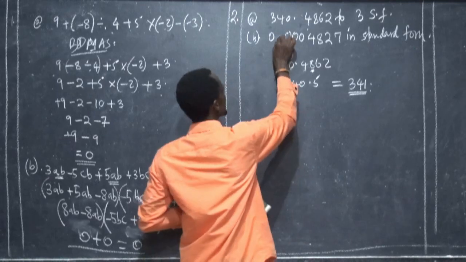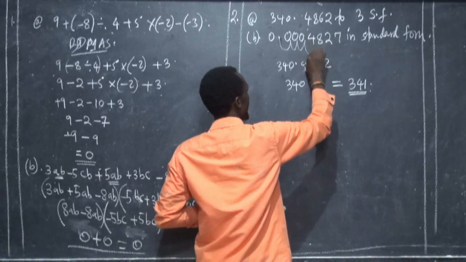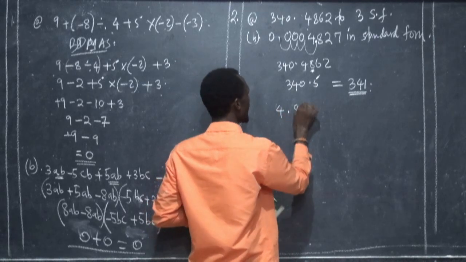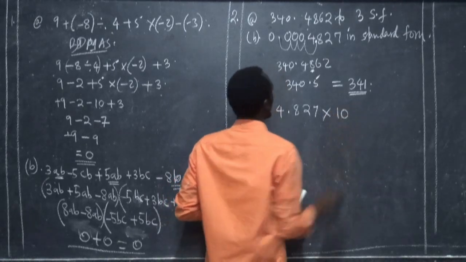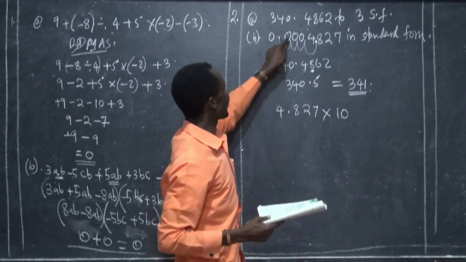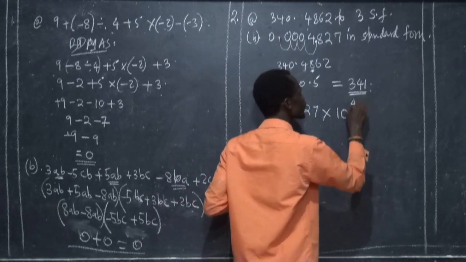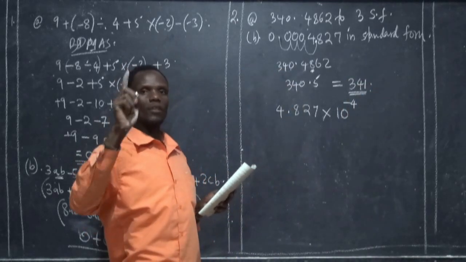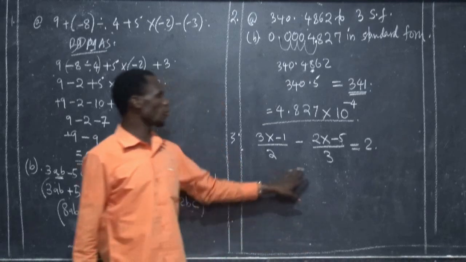Positive. This is the first step, the second step, the third step. Now the fourth step is here. Now you have 4.827 times 10. How many steps have we made? 1, 2, 3, 4. Now we have made 4 steps to the right. We have made 4 steps to the what? To the right.